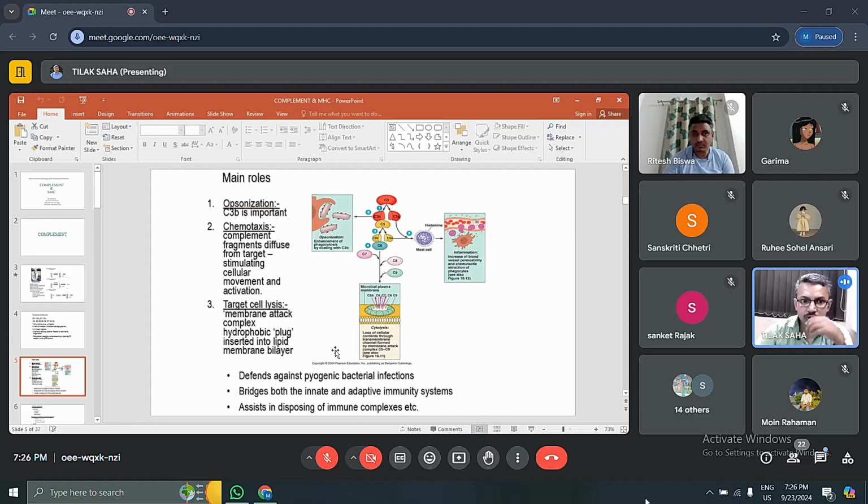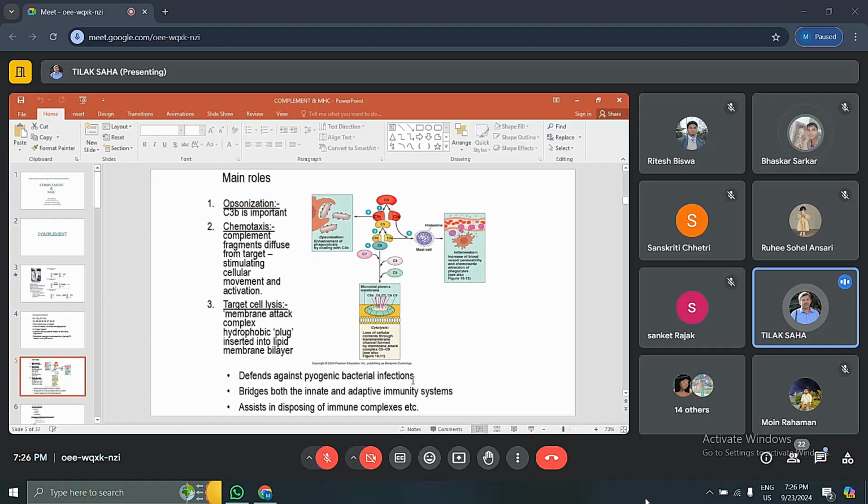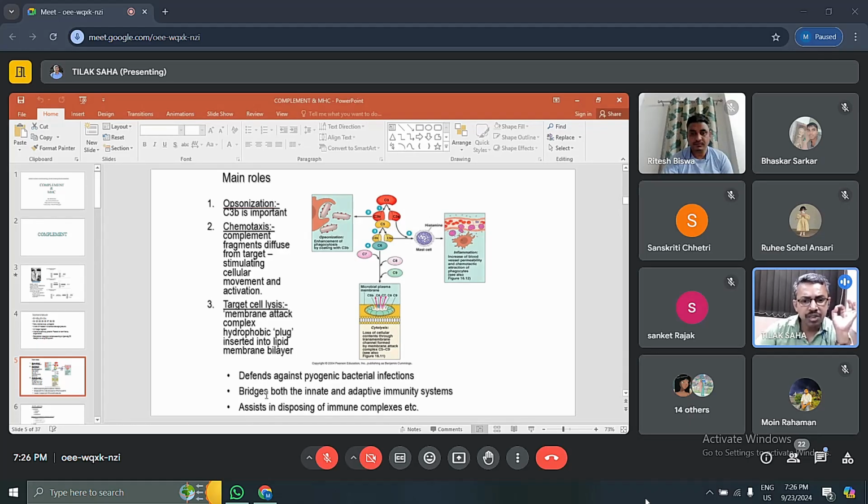Students, have you understood the three functions? Yes, sir. Okay, fine. So in gist, complement protein defends against pyogenic bacterial infections. Very common bacterial infections are inhibited by these complement proteins, and they bridge the gap between the innate and adaptive immunity. How do they do it? We'll discuss it later on. And they can also assist in disposing the immune complex from the system.